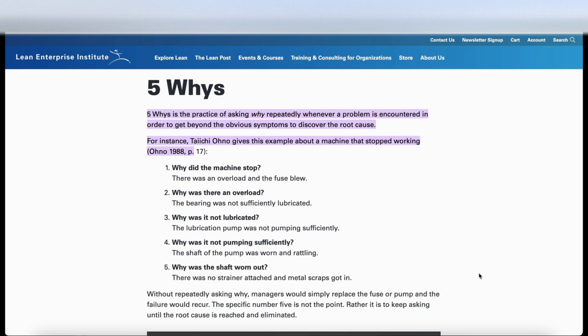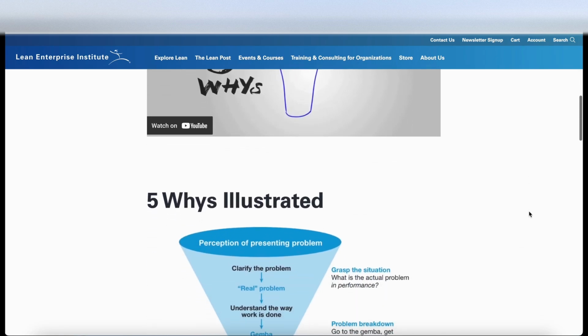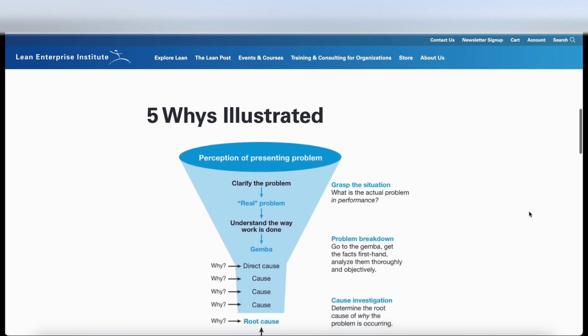So as it says here, if you don't ask why repeatedly, in this case the manager would simply replace the fuse or pump and the failure would keep occurring. So it's good to keep asking why until you get to that root cause and that actually fixes the problem. So there is a short YouTube video here on the 5 whys problem solving method. Let's go down to the illustrations and what it says.